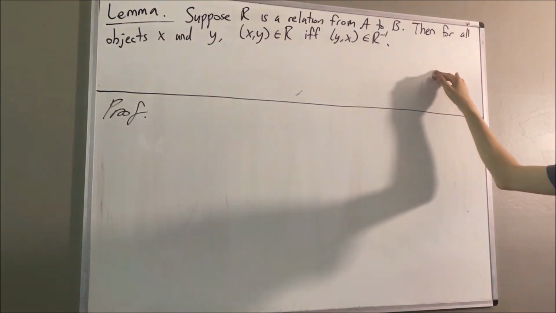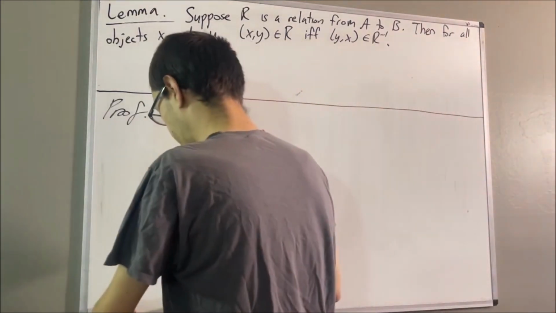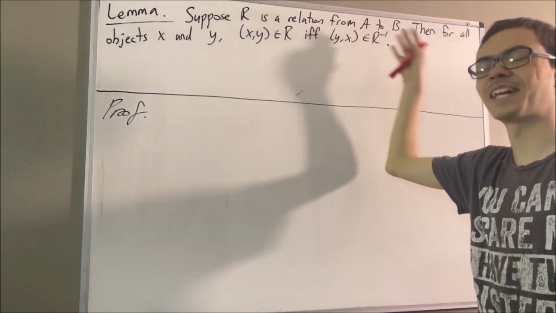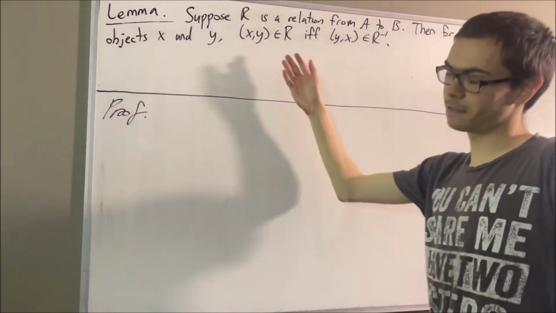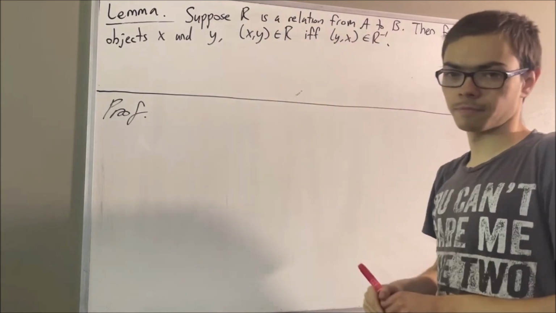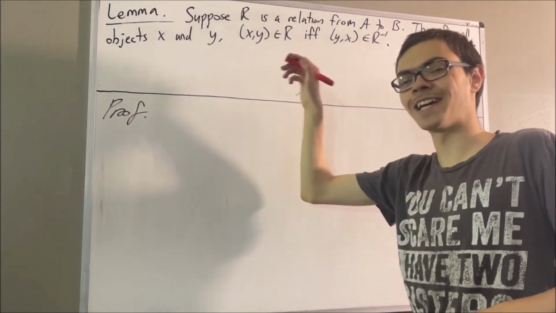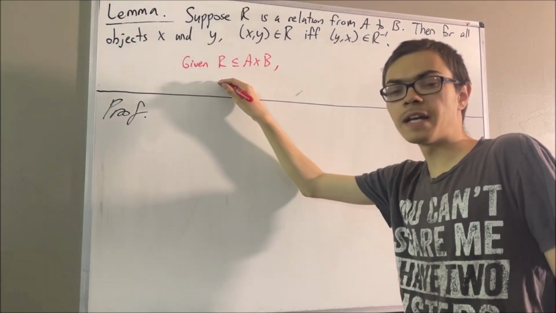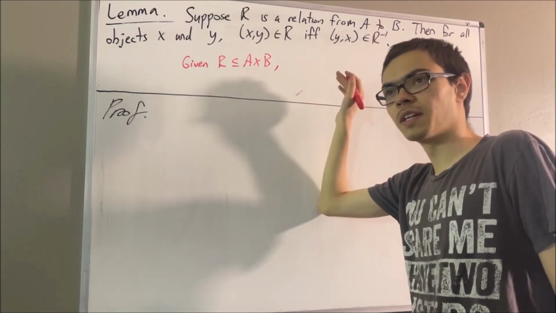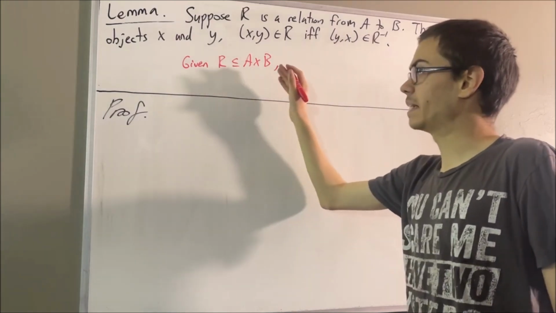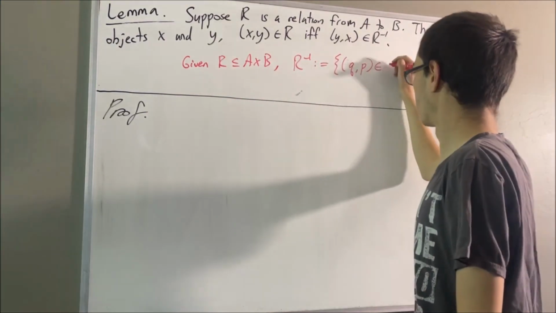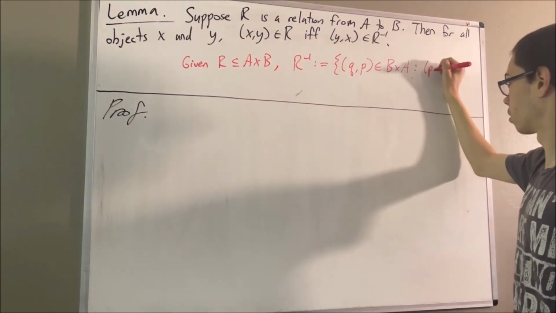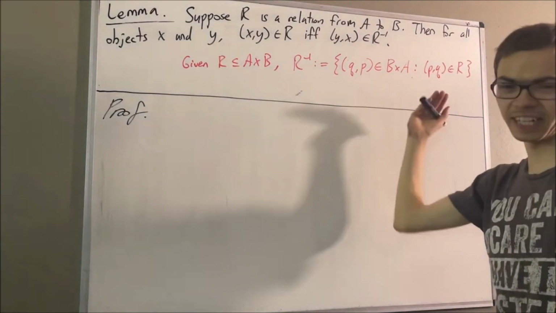Now, the book we're working off of is Daniel Velleman's How to Prove It book. And the way he defines the inverse of a relation is as follows. Let's say that we have some relation R from A to B. That's the same thing as saying R is a subset of A times B. Well, then the inverse of R is defined as the set of all ordered pairs q comma p in B times A, such that p comma q is an element of R. Right, so that's essentially the idea.